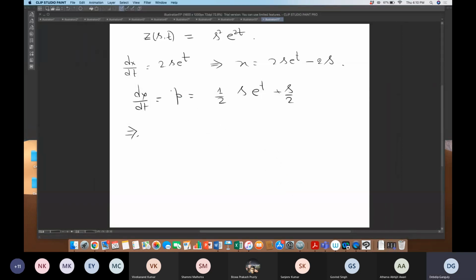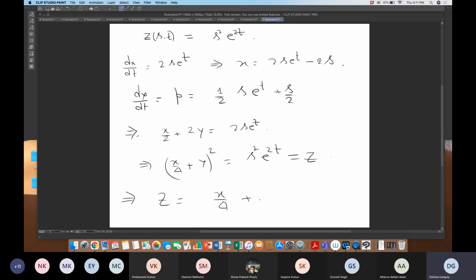Anyway, if you change all those things, you will get x by 2 plus 2y is 2s e to the power t. If you square this by 2, x by 4 plus y whole square, you will get s square e to the power 2t, which is equal to z. And this implies z equal to x by 4 plus y whole square. This is the solution.